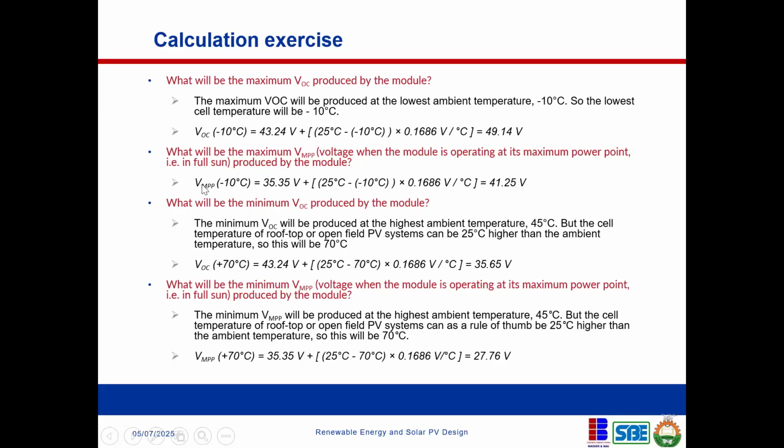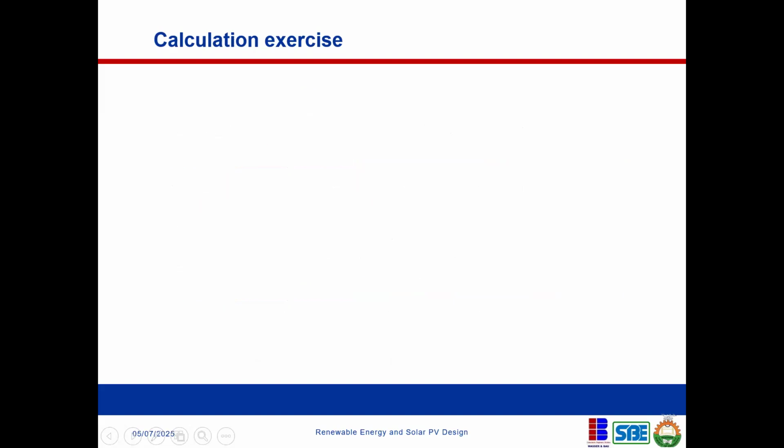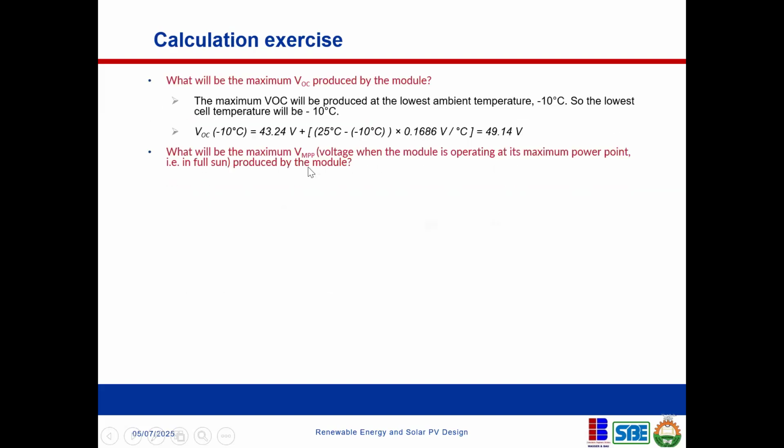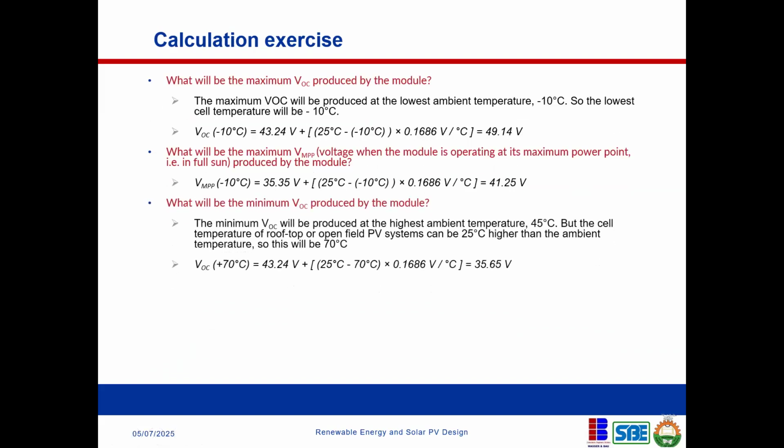Now, the maximum voltage is going to happen at minus 10 degrees centigrade, right? What we are given is the voltage at MPP, which is 35.35 at standard test conditions. Sorry, I'm swiping back and forth, and I know that might be a little confusing, but this 35.35 is the maximum voltage at standard test condition, which we are already given.